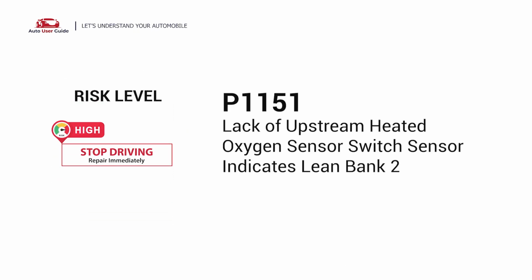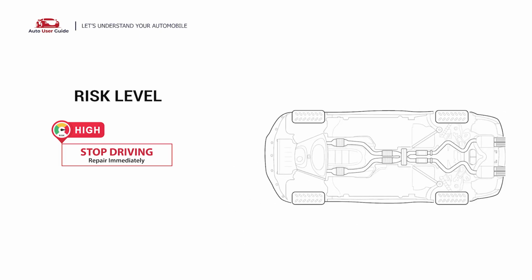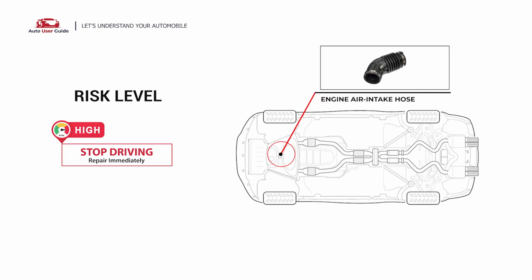The P1151 engine code stands for Lack of Upstream Heated Oxygen Sensor Switch, sensor indicates lean, bank 2. This code indicates a problem with an excess of oxygen in bank 2. Lean suggests that there's too much oxygen in the air or fuel ratio, while rich indicates too much fuel in the air or fuel ratio.